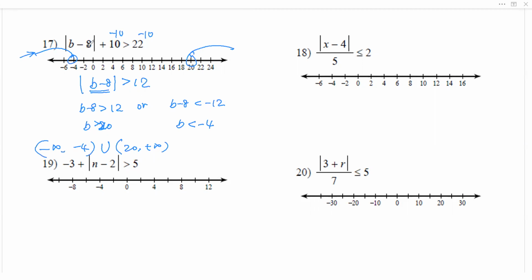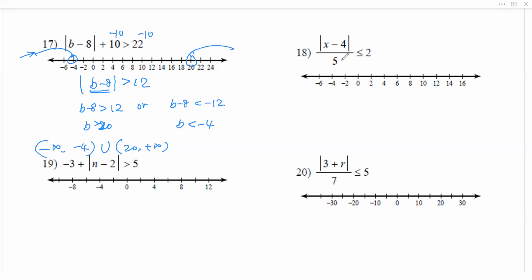So 0 minus 8 is negative 8. Negative 8 absolute became 8. 8 plus 10 is 18. 18 greater than 22? No, that doesn't make sense, right? So that's why we're not including 0 here. So let's make it more reasonable. All right, let's see 18.